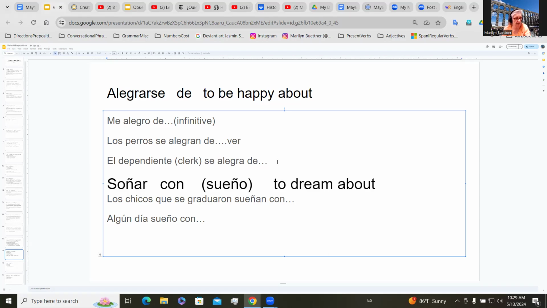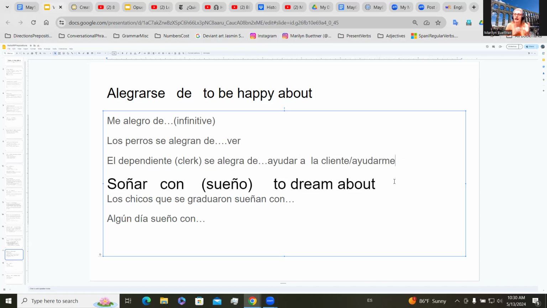Por ejemplo, el dependiente se alegra de ayudar al cliente. You could say, se alegra de ayudarme, helping me. Se alegra de lo que compro. Otra vez. Se alegra de lo que compro. De la compra. Compras, purchases, sí, okay.